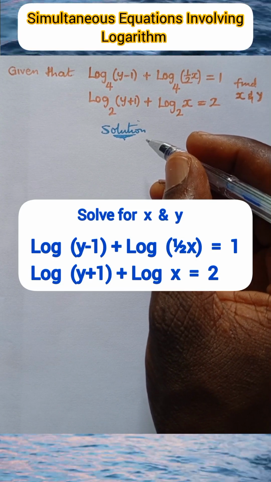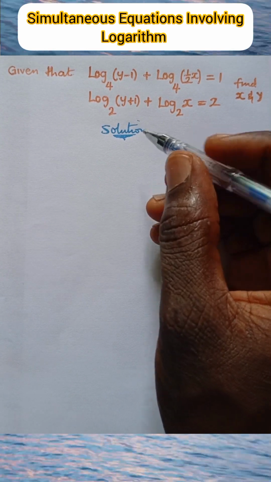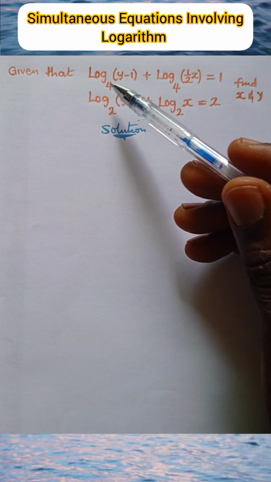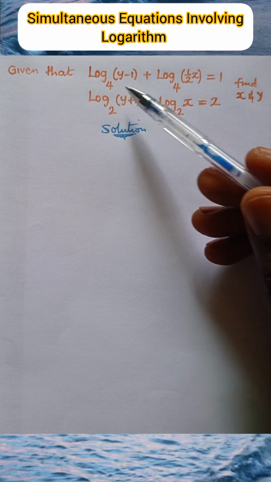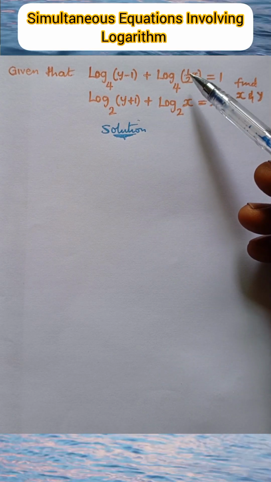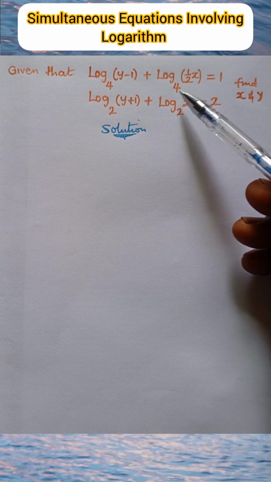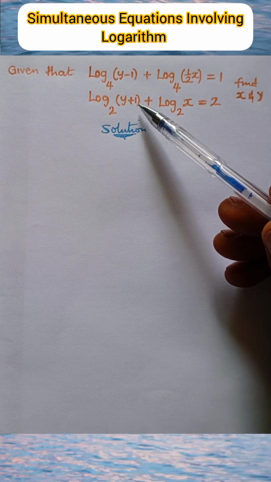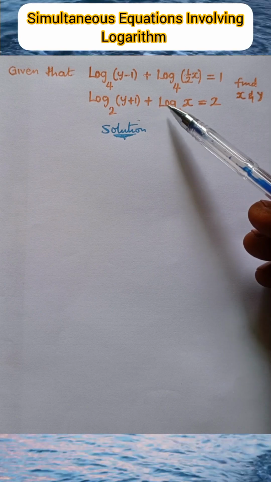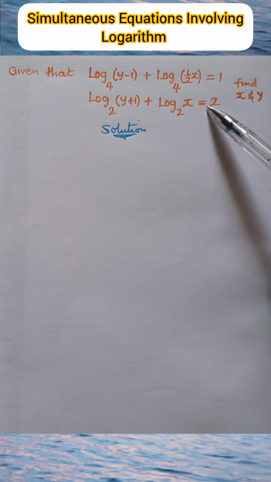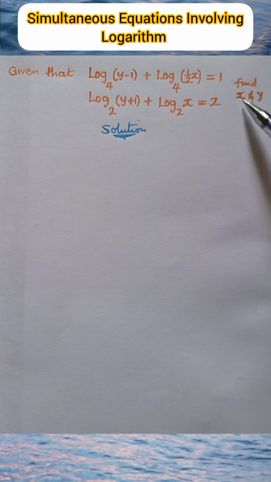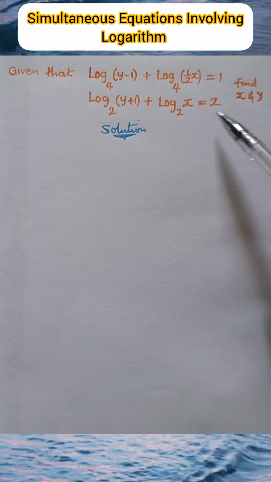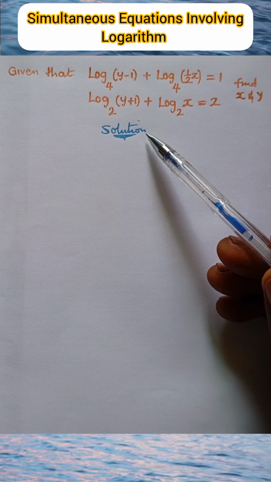This is a simultaneous equation involving logarithm. The question says, given that log (y minus 1) to base 4 plus log (half x) to base 4 equals 1, and then log (y plus 1) to base 2 plus log x to base 2 equals 2. Find x and y. This is a simultaneous equation, and here is the solution.